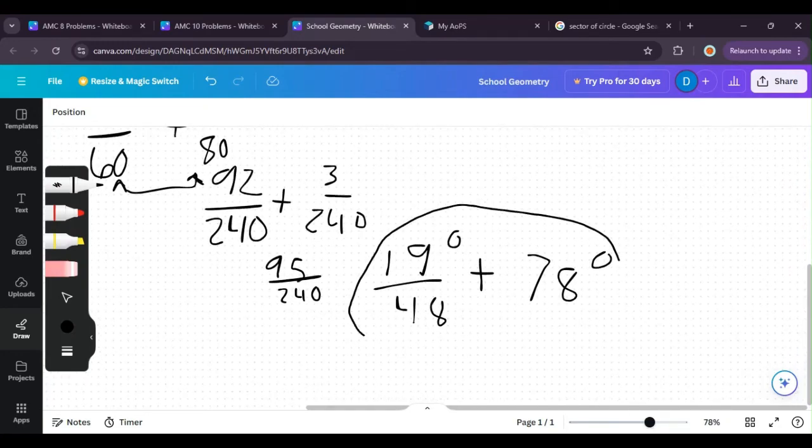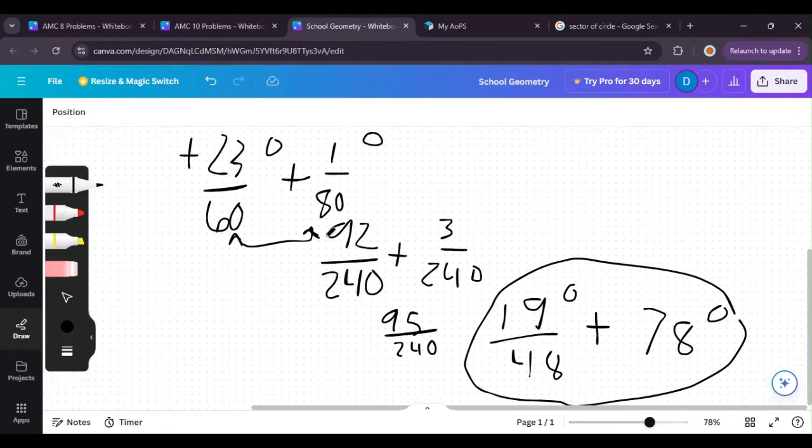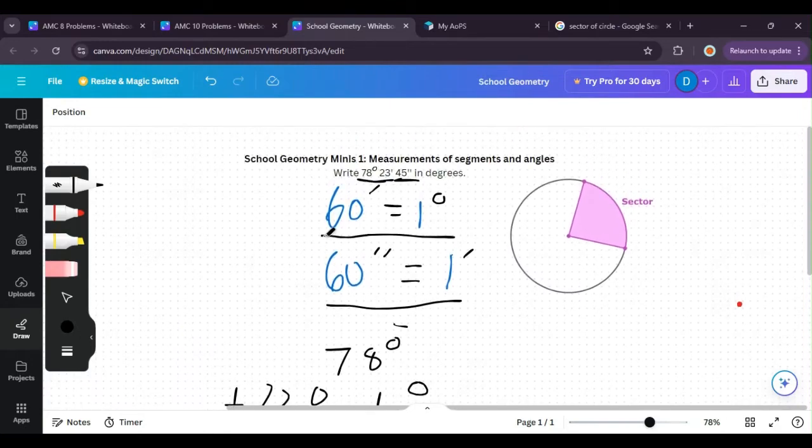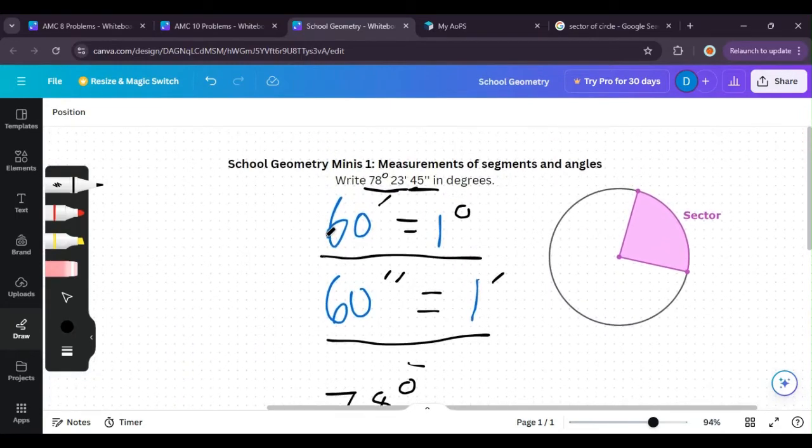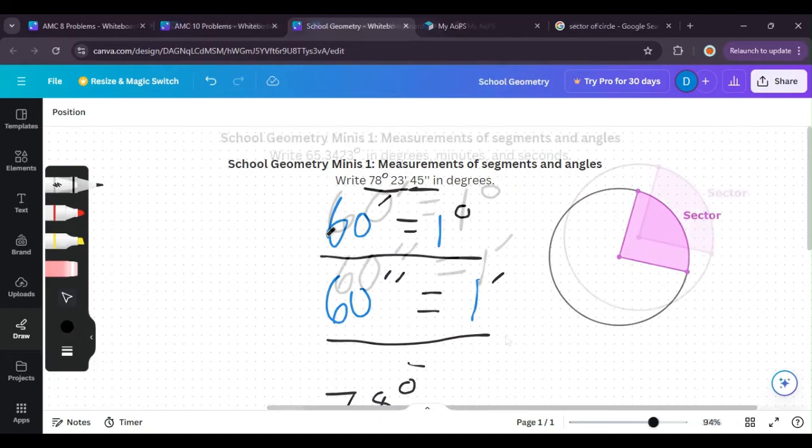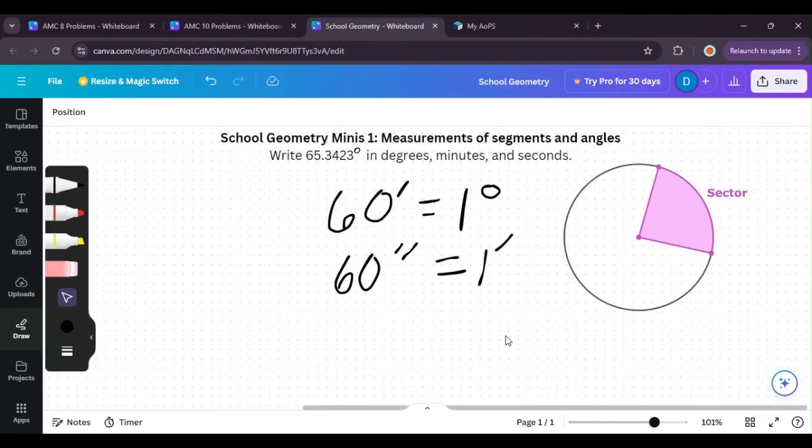You can simplify into a mixed fraction, or into just a regular fraction, or into a decimal, whatever the problem is asking for. In this case, it really doesn't matter. The problem I created just wants you to know how to translate 78 degrees, 23 minutes, 45 seconds into degrees. So yeah, that solves the first problem. Now we're going to move on to another problem.